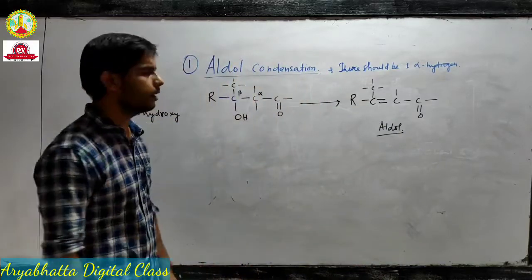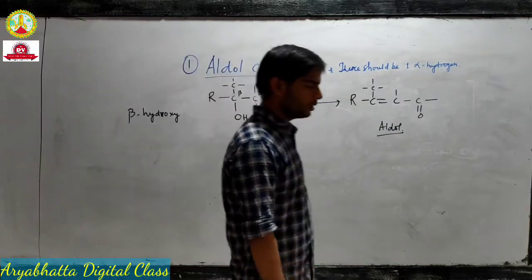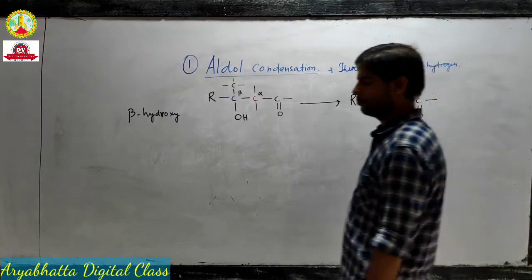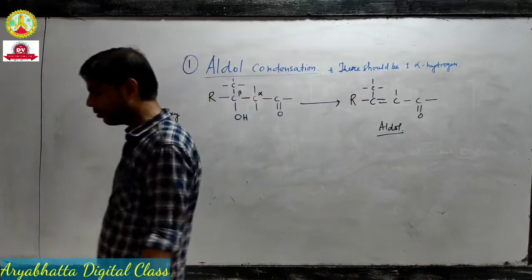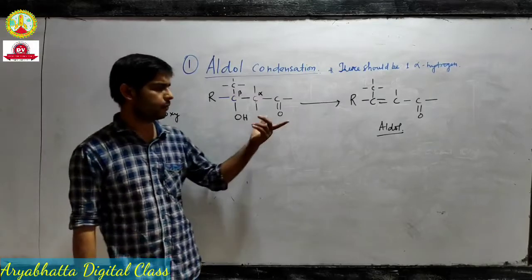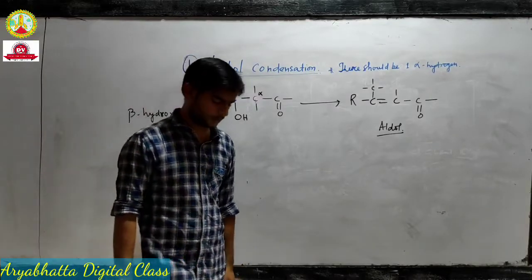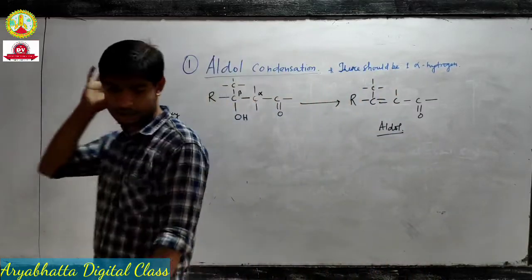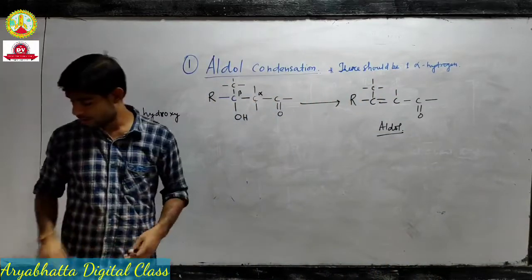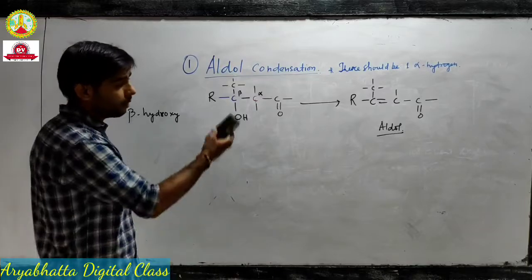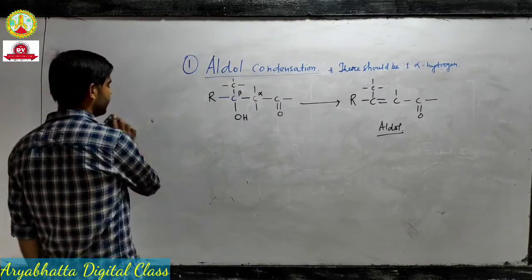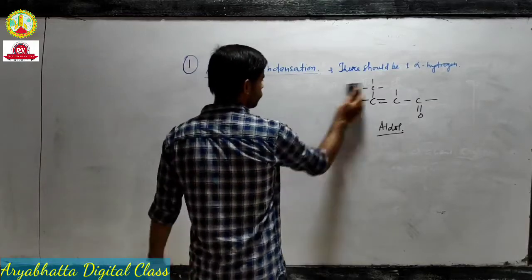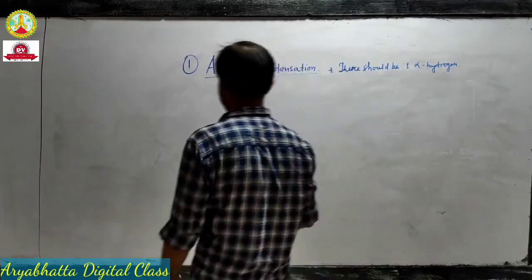I will take an example. I will try to solve this problem with an example also. Just to show you how the reaction goes, I have written all the steps. I'll take a few examples and we'll see how the reaction proceeds. So we get a beta unsaturated aldehyde or ketone. So let's do an example.